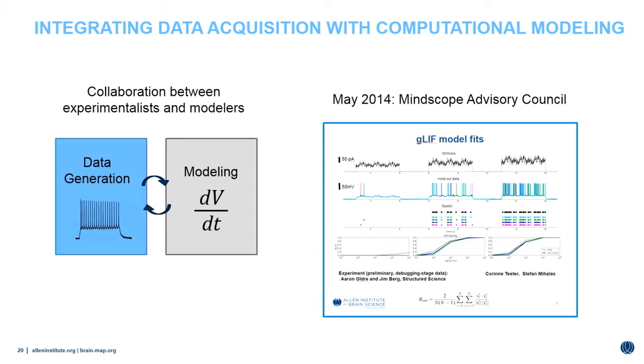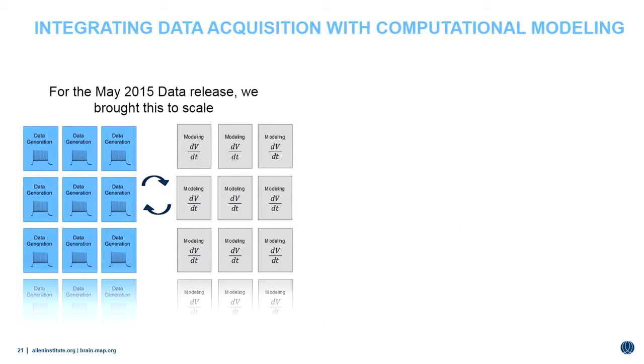And what we had is modelers a lot of times were in the room with us. We were transferring data on thumb drives. A lot of emails were going back and forth. And it was a lot of fun, but it wasn't tenable for our eventual goal, which is basically to have a large group of patch clampers as the team grew, and a large number of modelers, both in-house and producing data from modelers outside of the Institute that they could access and use.